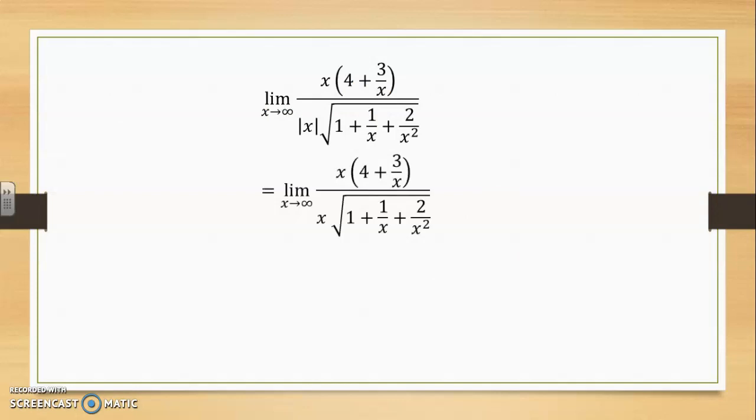The fact that x is going to plus infinity means that we already know x is positive. The absolute values will not have to do anything. We can cancel off the x's, and most of the terms that remain tend towards 0, aside from the 4 at the top and the 1 in the root. So 4 over root of 1 is 4.